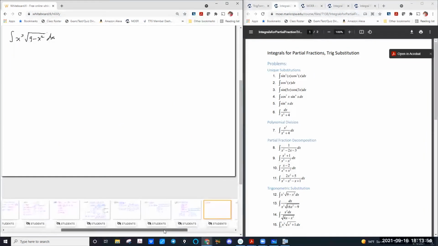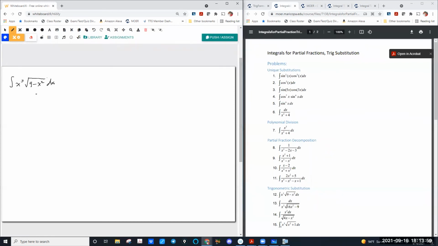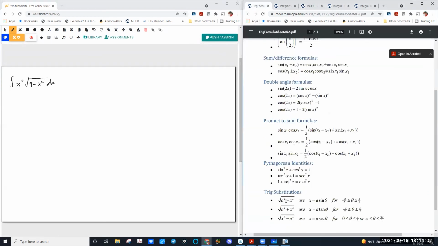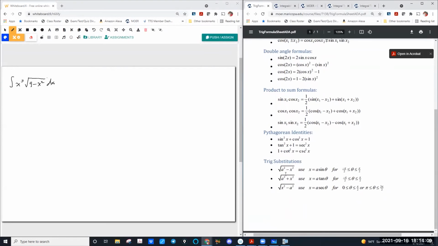Let's talk about how we identify it as a trig sub first. If you see something like this, a squared minus x squared, a squared plus x squared, so on and so forth, these are on the sheet. If you see anything of these three forms, these are the substitutions you use. So this one we're going to do completely. The other ones, whatever time we have, we're going to talk about, right?